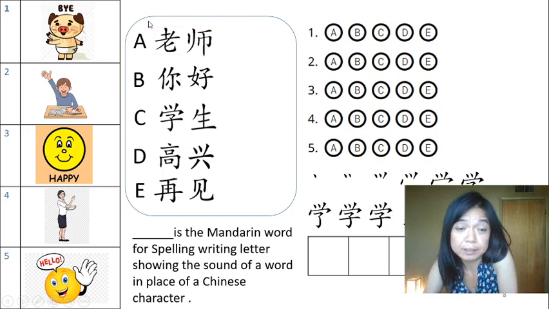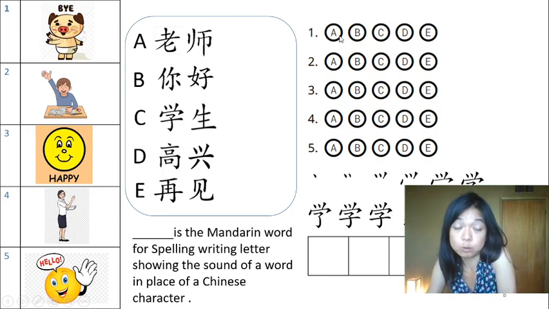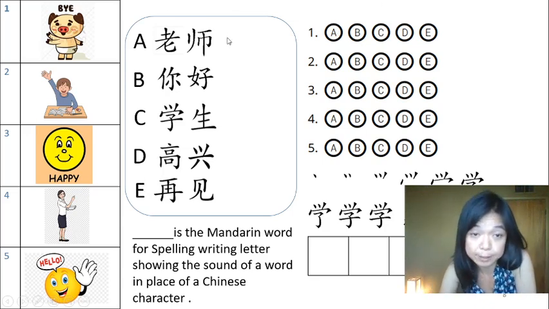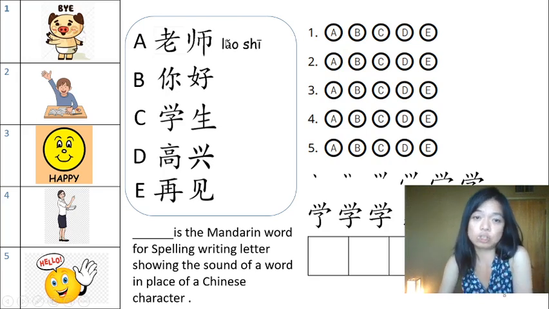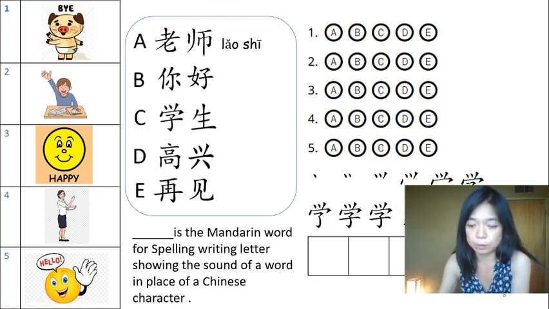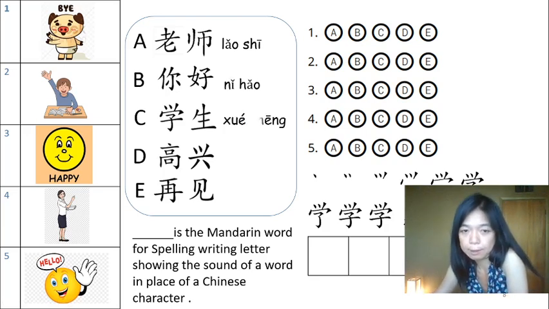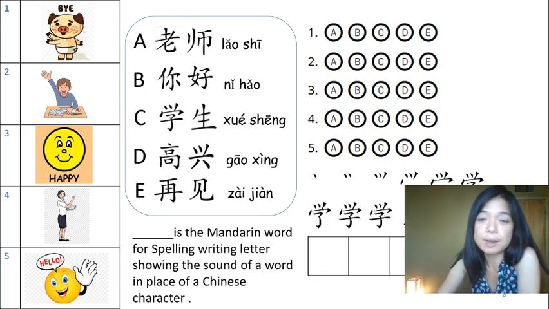I want you to find the correct vocabulary that describes the picture you see, and you fill in the bubble here. So let's do it. Let's look at the first example. Ready? Let's sound it. 老师. Lao Shi, Lao Shi. So let's look at the second one. What do you think it's saying? Let's find out all these characters. Ready? 你好，学生，高兴，再见.